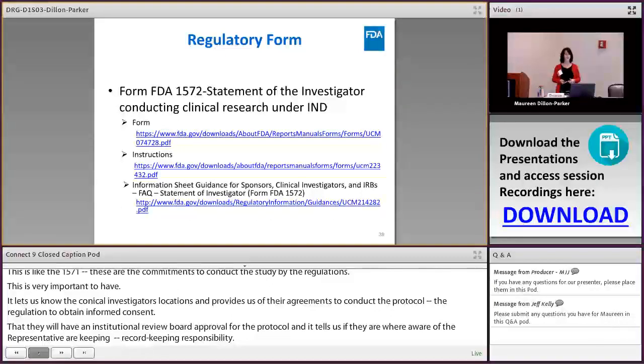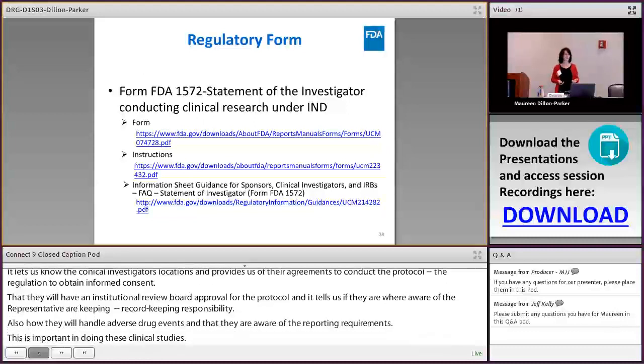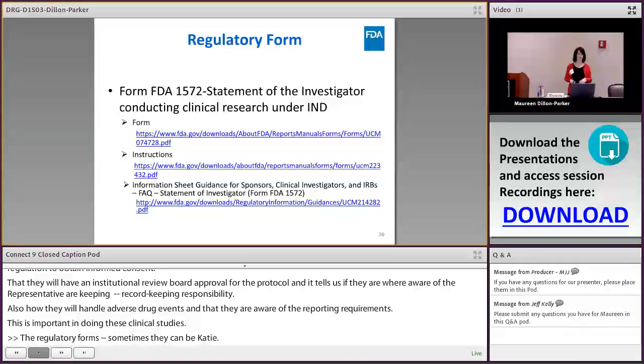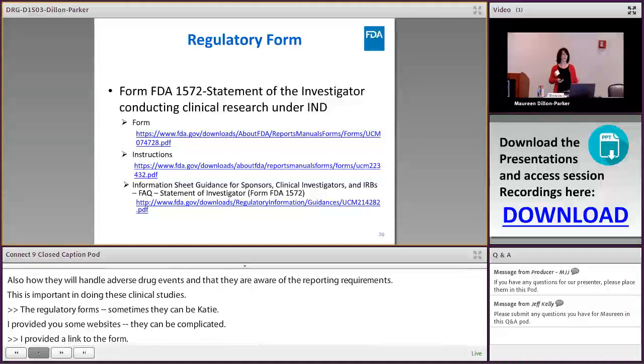The regulatory forms, sometimes they can be a little complicated, so I've provided some websites to help you out here. Again, take advantage of the information available on the web. The form, I provided the link to that. The instructions, I actually read all the instructions before coming to the meeting today. I think they're very, very helpful. It tells you who signs what and what needs to go in each section.